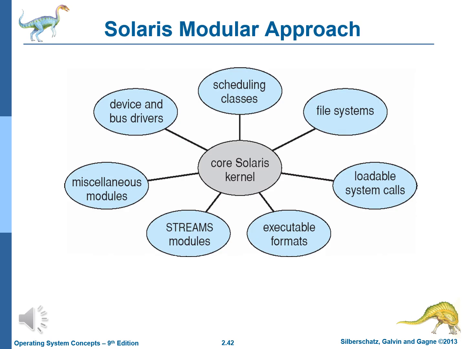The Solaris operating system structure, as shown in the given figure, is organized around a core kernel with seven types of loadable kernel modules: scheduling classes, file systems, loadable system calls, executable formats, STREAMS modules, miscellaneous, and device and bus drivers. Linux also uses loadable kernel modules, primarily for supporting device drivers and file systems. We cover creating loadable kernel modules in Linux as a programming exercise at the end of the chapter.